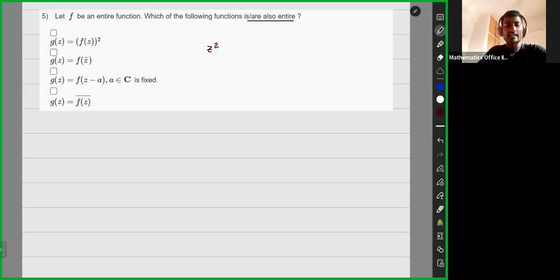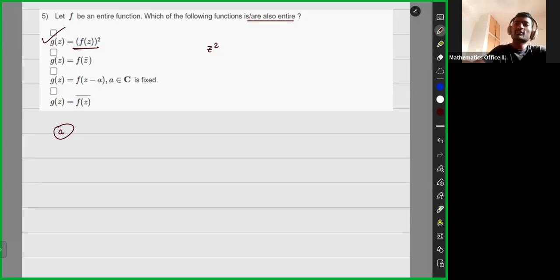Okay, and f is an entire function. Z square is an entire function. So the composition of these two functions f and z square, this is the first one. It is entire. Or you can write it as a product of functions f into f, then it becomes f square. So we can write it in two ways.